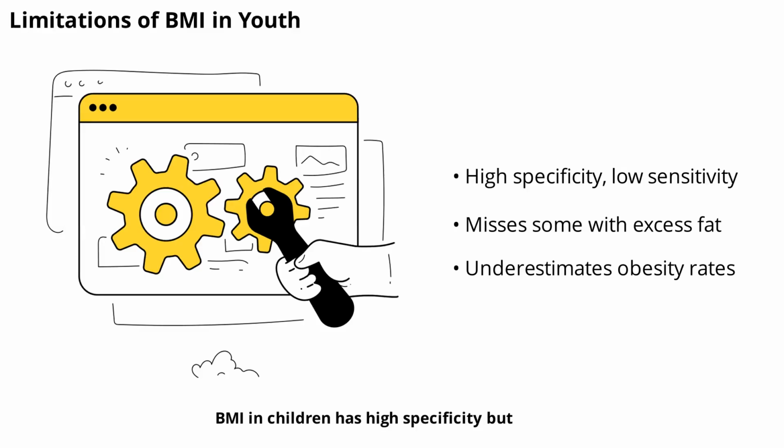BMI in children has high specificity but poor sensitivity. It rarely misclassifies healthy children as overweight, but often misses those with excess body fat. This means BMI can underestimate the true prevalence of overweight and obesity in youth, leading to calls for better assessment tools, especially as childhood obesity rates rise globally.